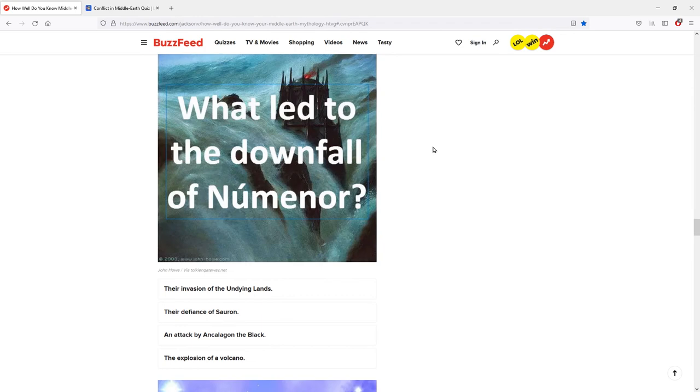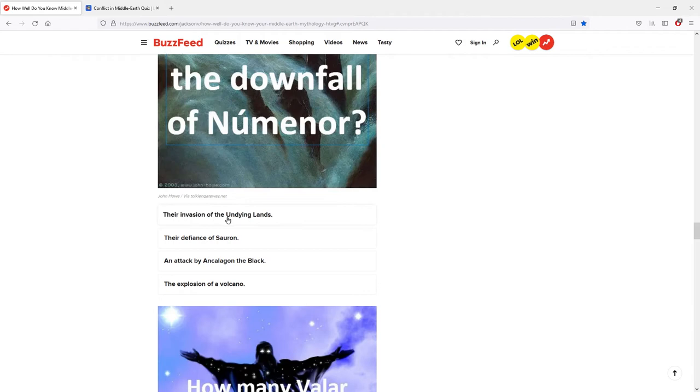What led to the downfall of Numenor? Their invasion of the Undying Lands, their defiance of Sauron, an attack by Ancalagon the Black, the explosion of a volcano. It's not a volcano, it's not Ancalagon the Black, because that dragon was already dead when Numenor fell. Their defiance of Sauron.